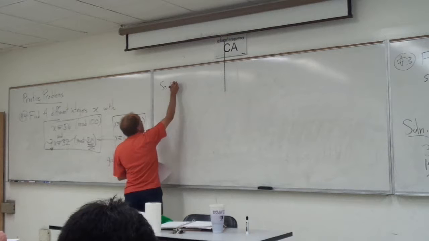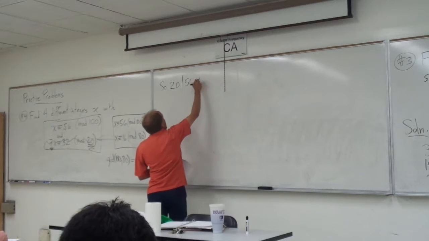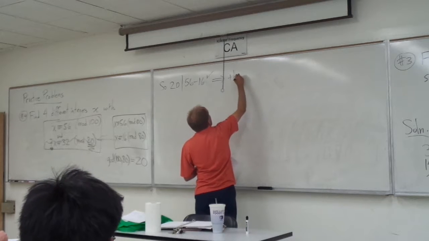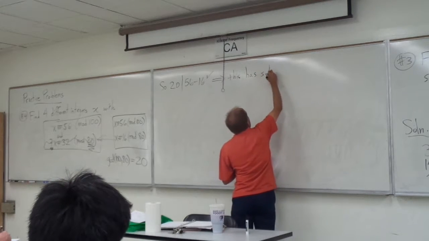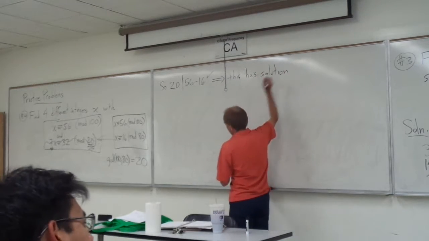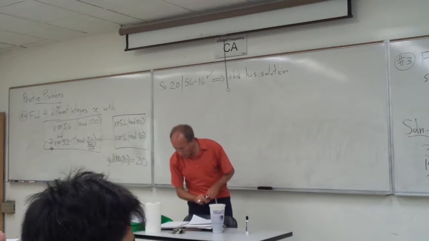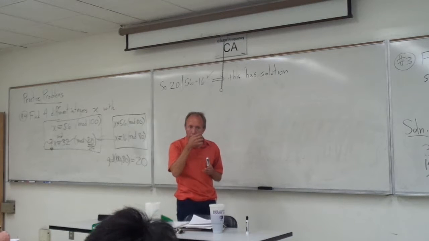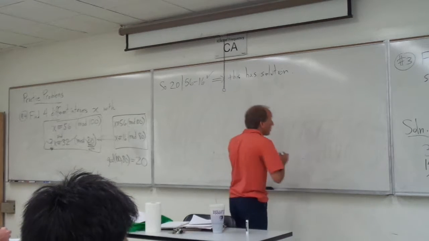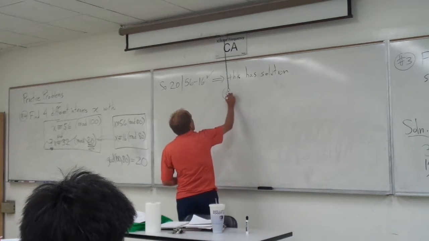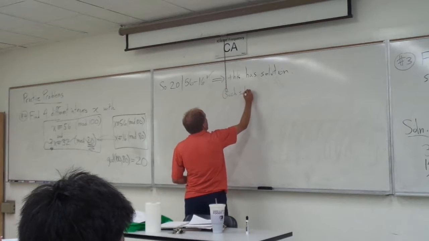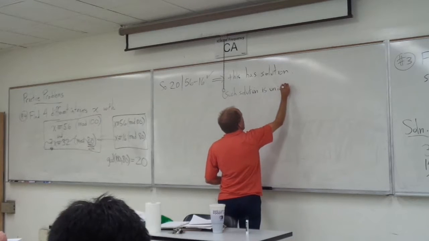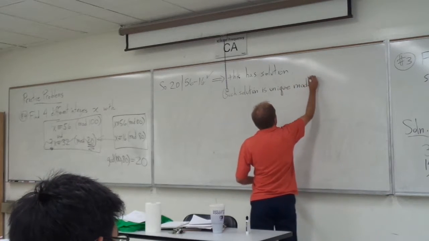So 20 divides 56 minus 16, which implies this has a solution. Okay, so that's good. And the solution that you get, such a solution is unique modulo, do you remember what?